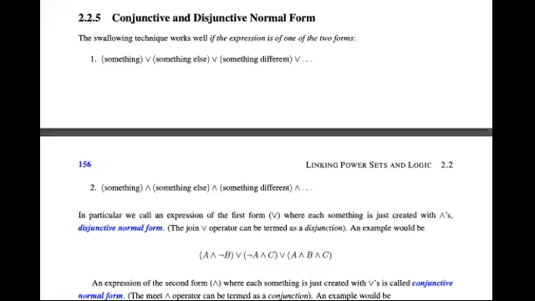Welcome to a read along with Dr. Powell in the book Discrete Perspectives in Mathematics. This is subsection 225, conjunctive and disjunctive normal form of a Boolean algebraic expression.